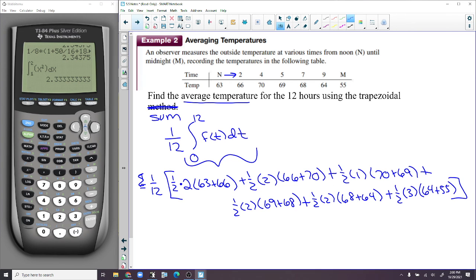Example 2. 65.17. They only go to 2 decimal places. Shame on them. We would go to 3.